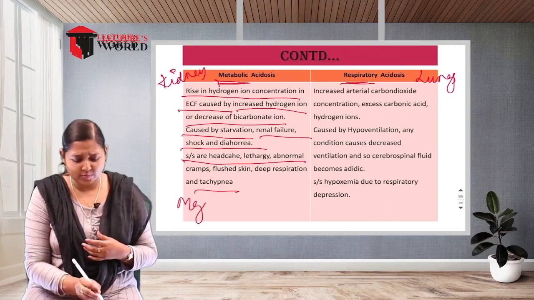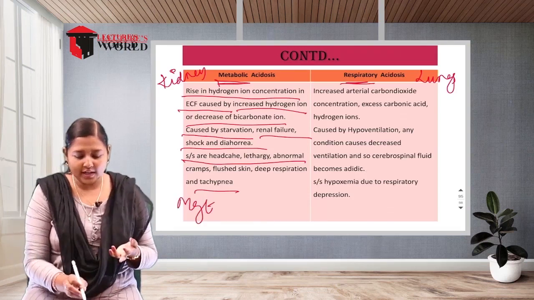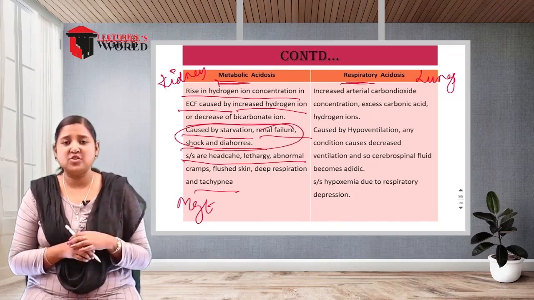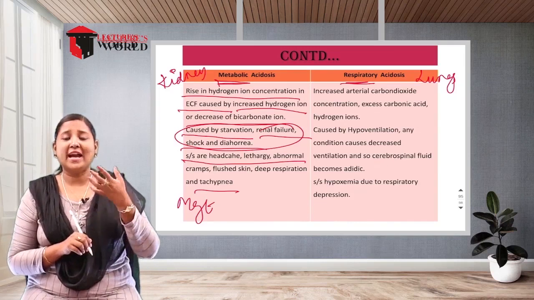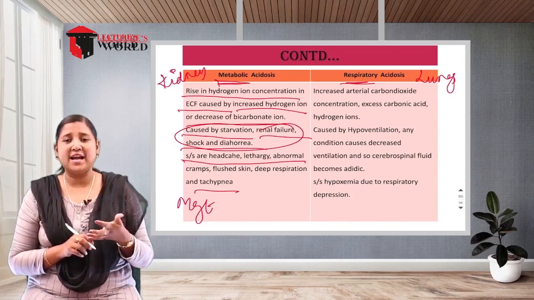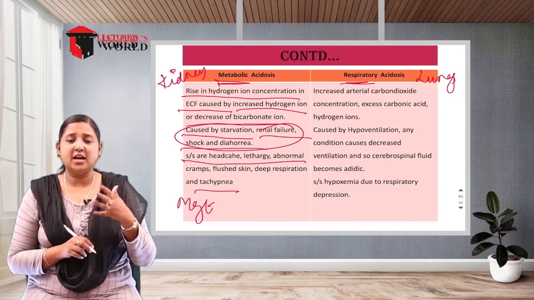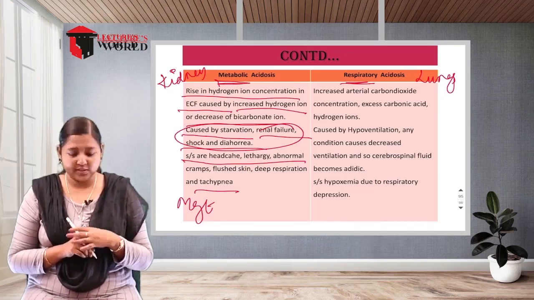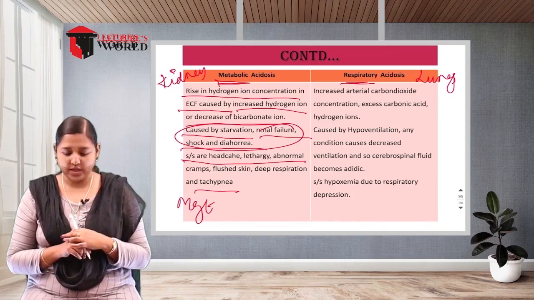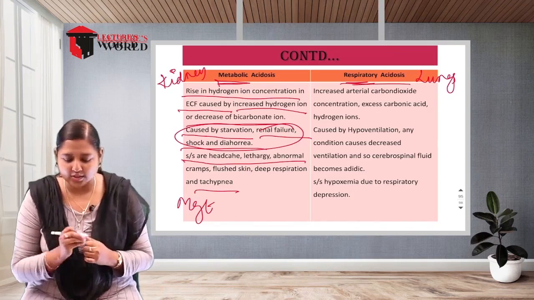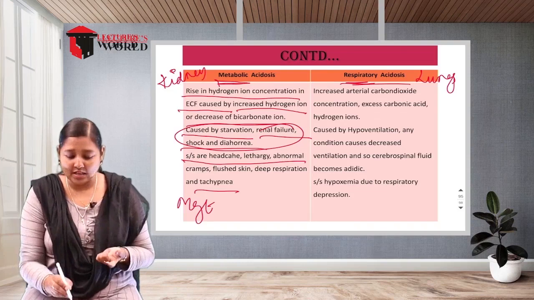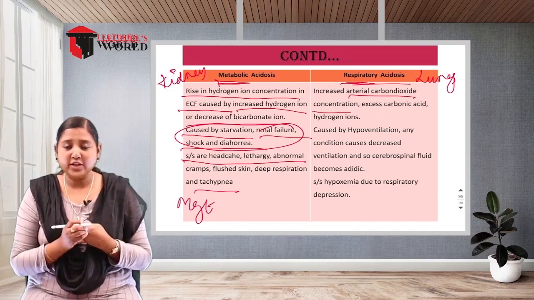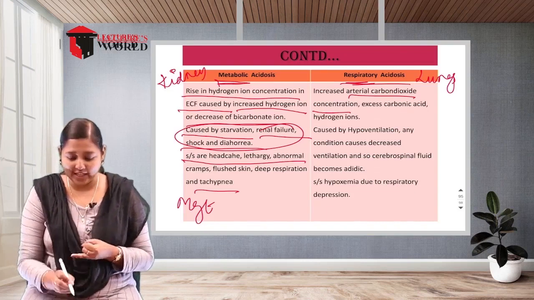What can be the management here? The underlying causes like kidney failure, diarrhea, shock and all have to be treated, and thereby when the hydration is restored, or we are getting back the fluid volume properly, then that will reduce the metabolic acidosis. Okay, and here coming to respiratory acidosis, there is increased arterial carbon dioxide concentration, and thereby carbonic acid is increased and hydrogen ions are increased.